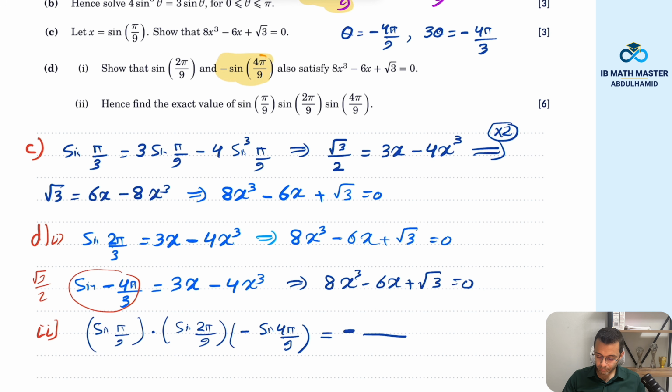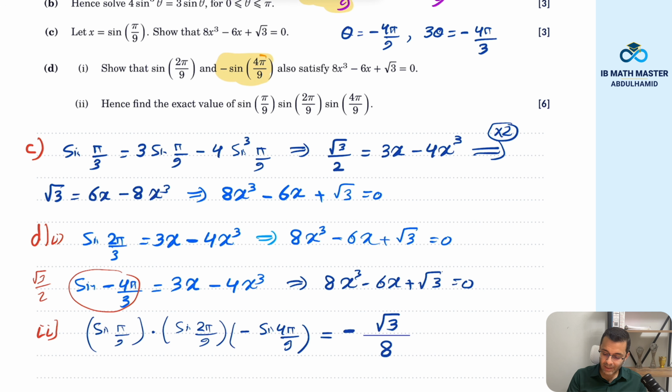Then we divide the constant term, which is the term that's not multiplied by any x. Here it's root of 3, divided by the leading coefficient, which is in our case the coefficient of x cubed, 8. So this is the product.